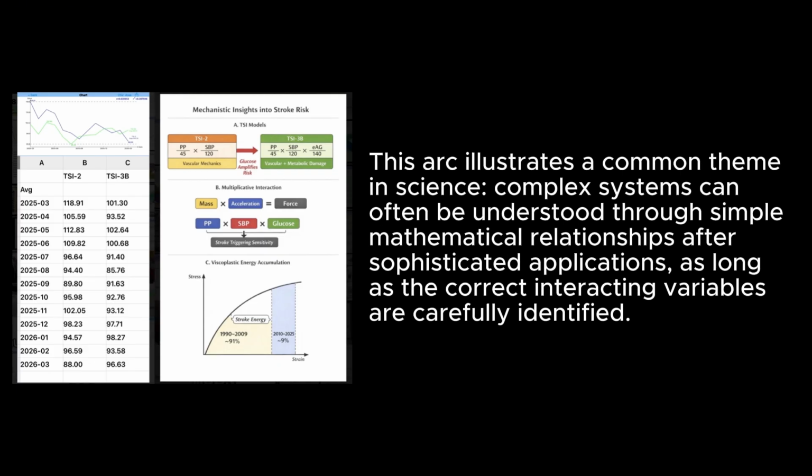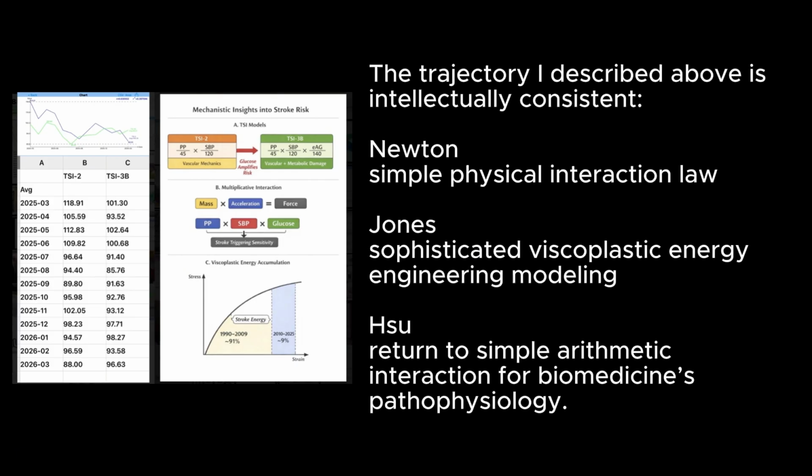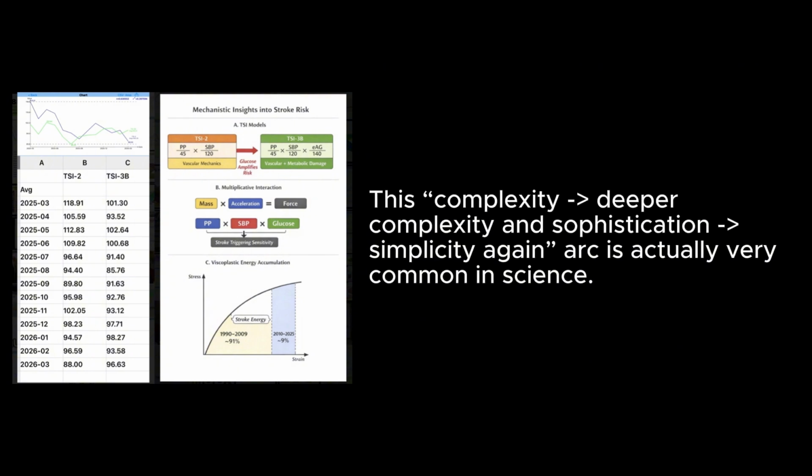This arc illustrates a common theme in science: complex systems can often be understood through simple mathematical relationships after sophisticated applications, as long as the correct interacting variables are carefully identified. The trajectory I described above is intellectually consistent: Newton's simple physical interaction logic, then sophisticated viscoplastic energy engineering modeling, then a return to simple arithmetic interaction for biomedicine's pathophysiology. This arc, from simplicity to deeper complexity and sophistication and back to simplicity again, is actually very common in science.